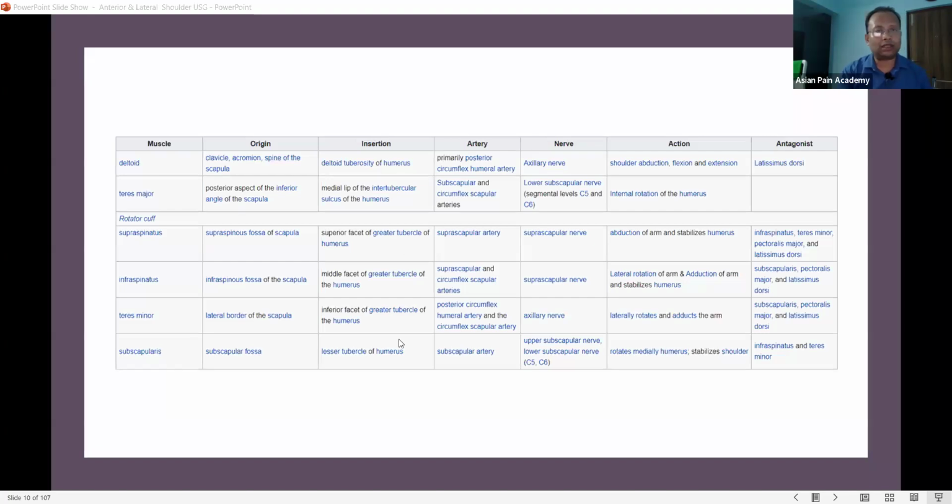If we consider all these muscles, there are three nerves which supply them. Most important is the suprascapular nerve. The suprascapular nerve supplies two muscles, supraspinatus and infraspinatus. The axillary nerve also supplies two muscles, deltoid and teres minor. Next is the subscapular nerve. The subscapular nerve, as the name says, supplies subscapularis, and another muscle it supplies is teres major, which is not that important here.